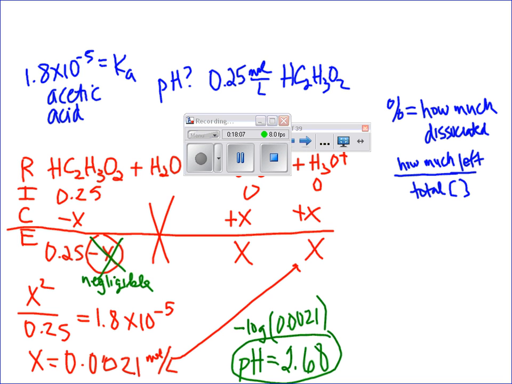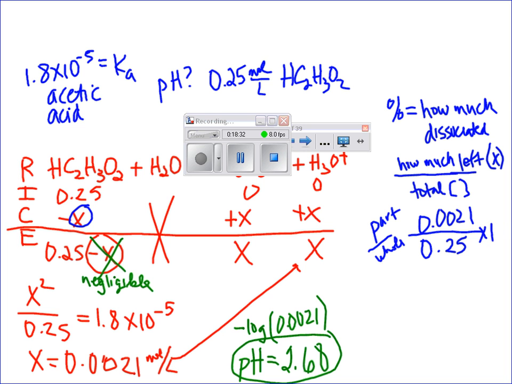What on the table represents how much left the acid, how much dissociated? x, right. So what you do is you take the x that you calculated, which we found out to be right here, 0.0021, and put it over the original concentration of 0.25, part over whole, times 100, and you're going to get a percent. What is that percent? 0.84%. Yeah, that's small.